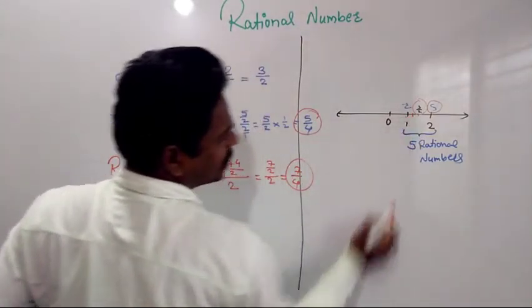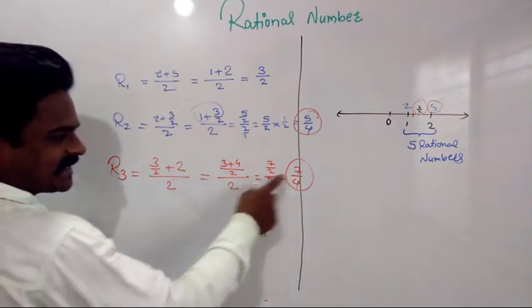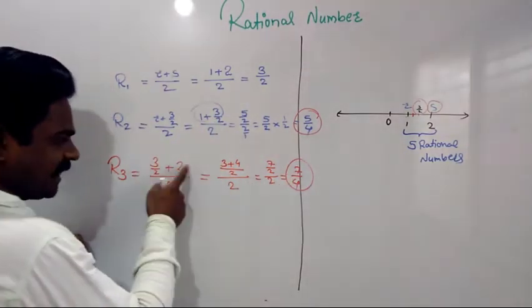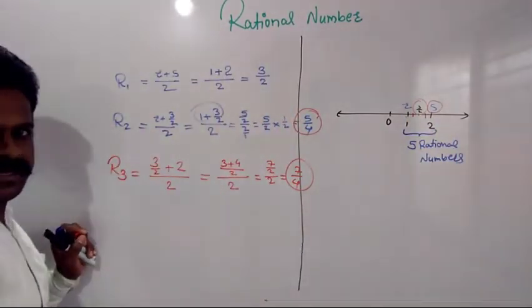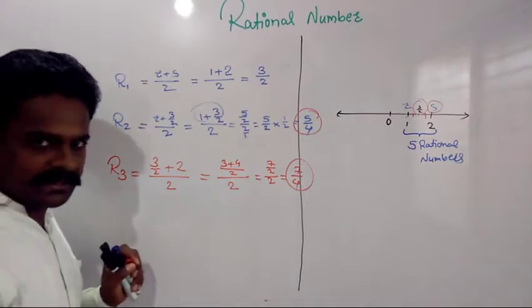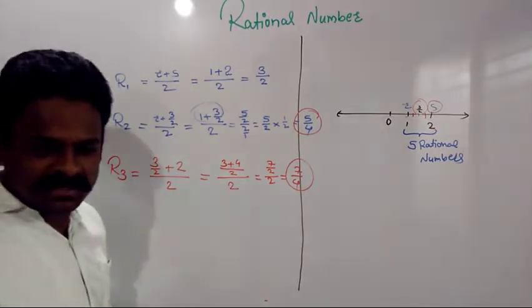5 by 4 is the number between 1 and 3 by 2, which we have taken here. And 7 by 4 is the number in between 3 by 2 and 2. Here is the 7 by 4. Have you got all that? Okay. In a similar manner, you can find so many numbers.